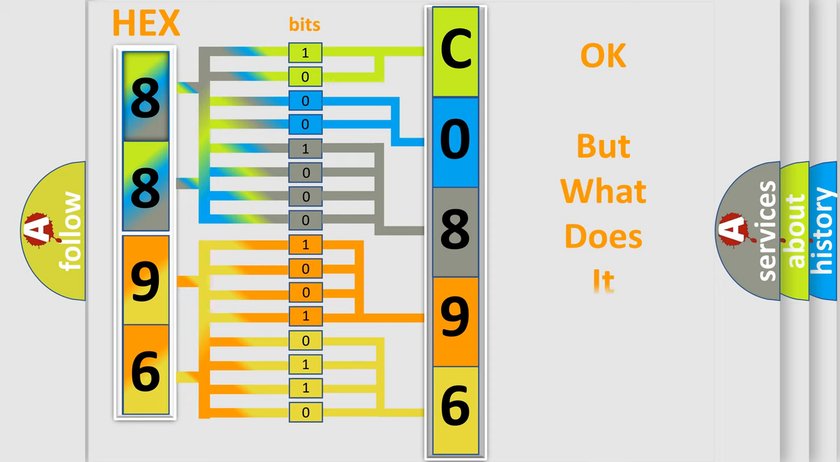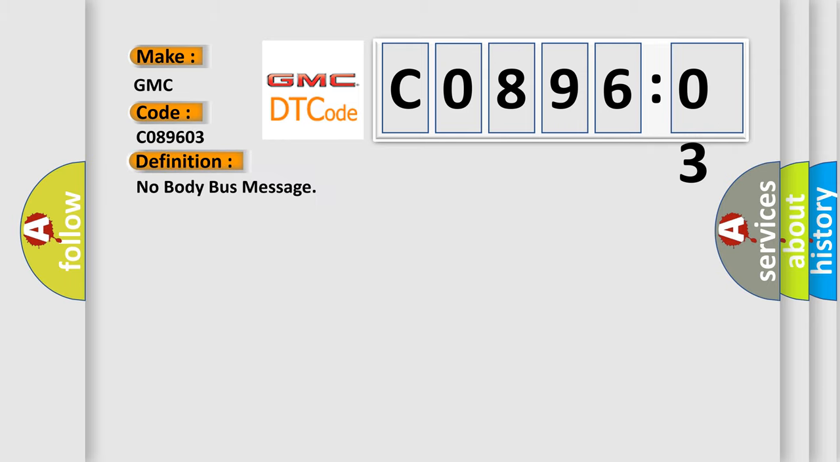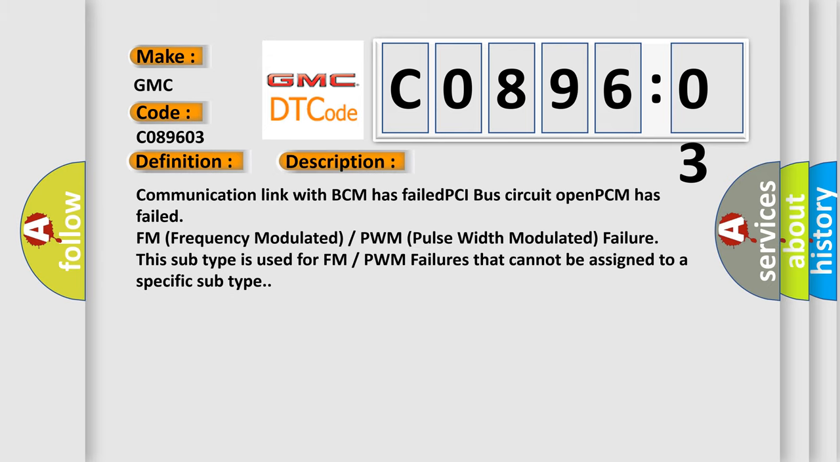The number itself does not make sense to us if we cannot assign information to what it actually expresses. So, what does the Diagnostic Trouble Code C0896-03 interpret specifically for GMC car manufacturers? The basic definition is no body bus message. And now this is a short description of this DTC code.